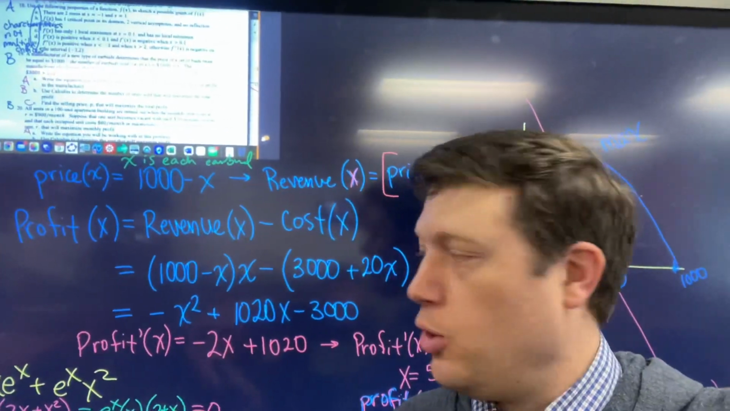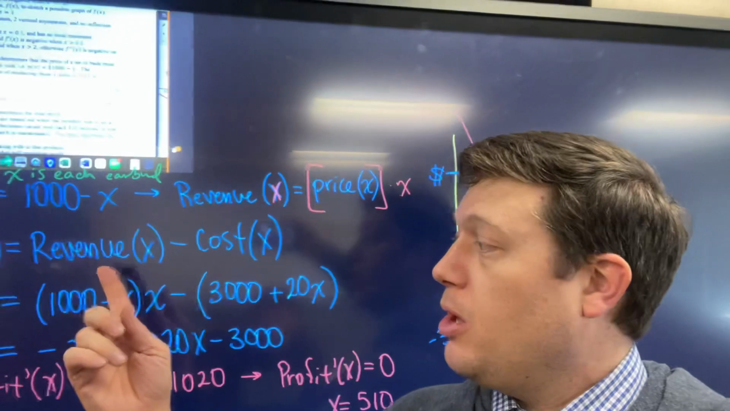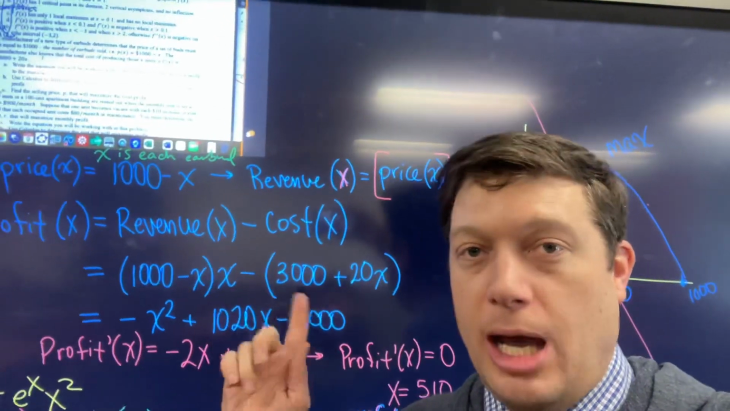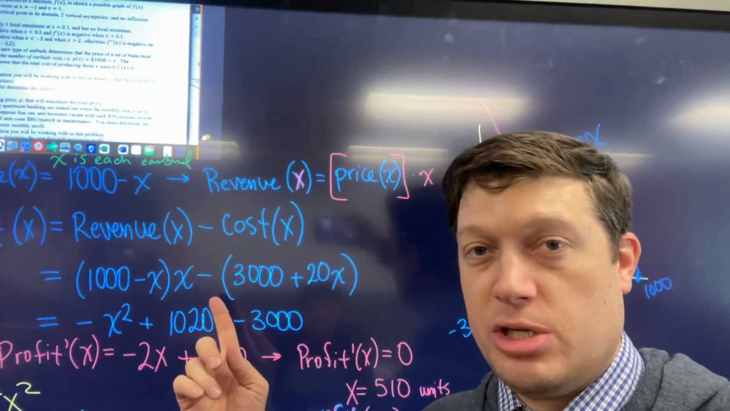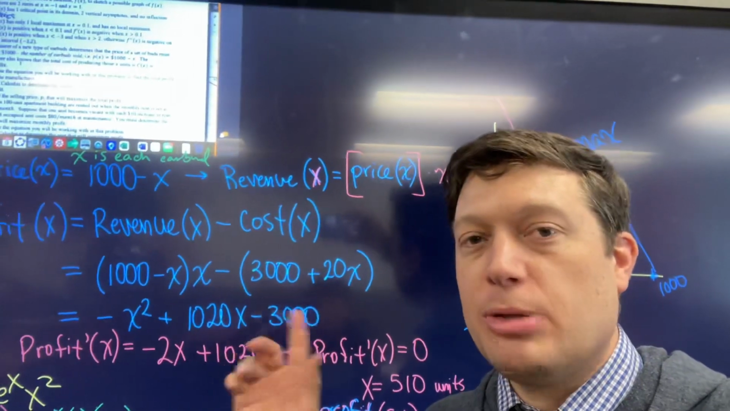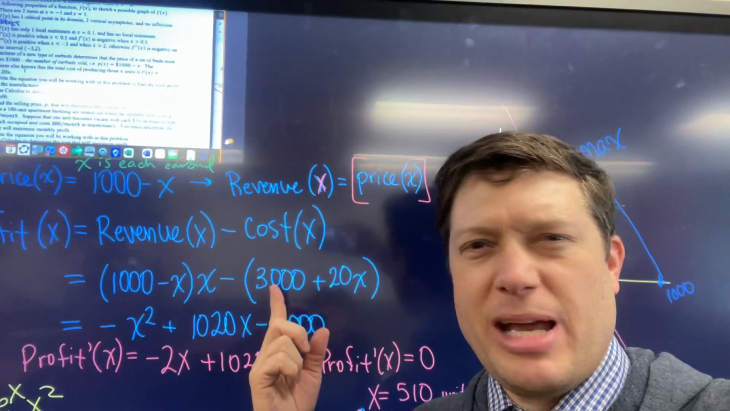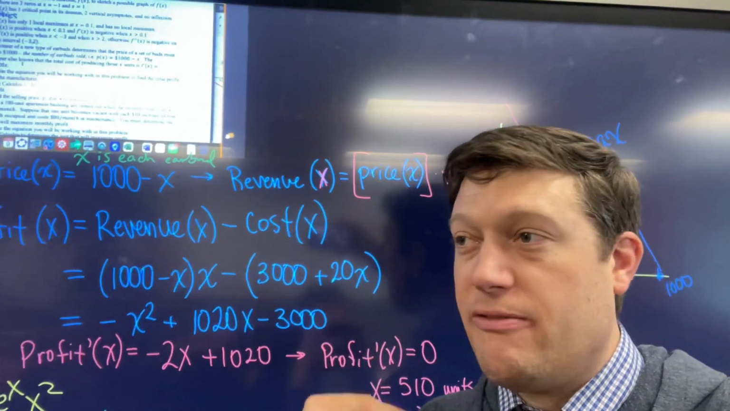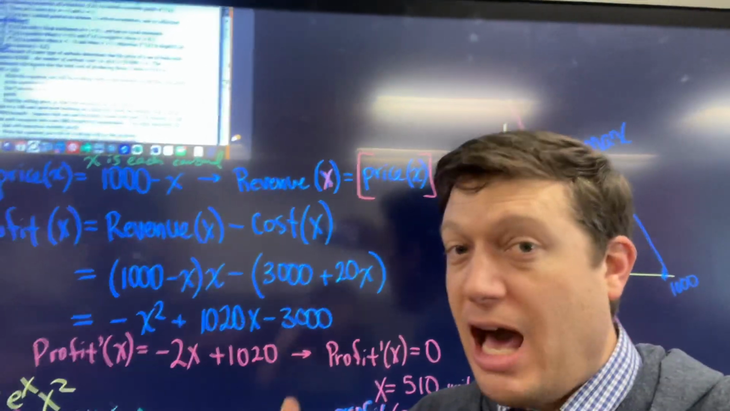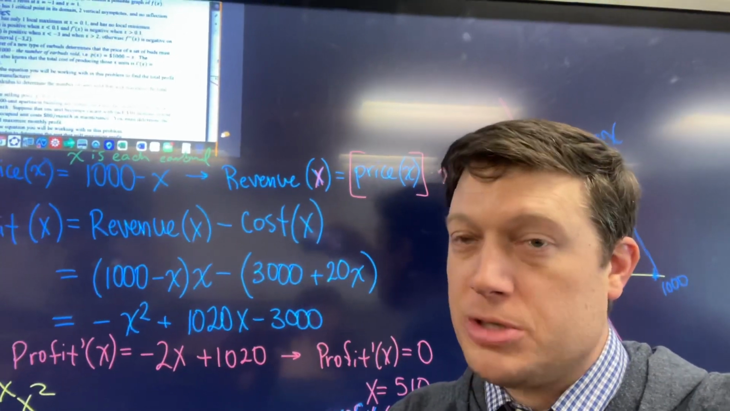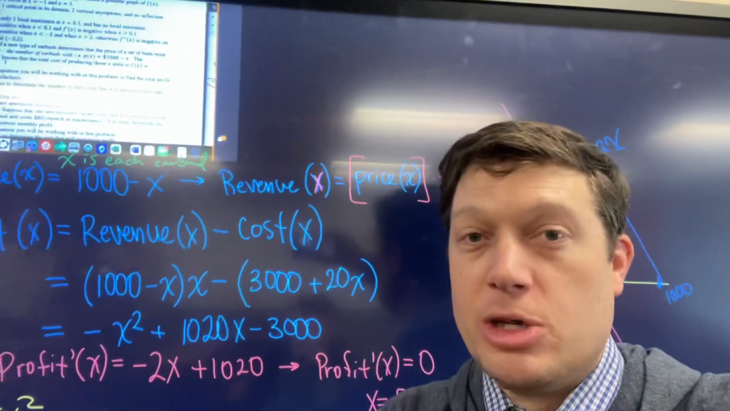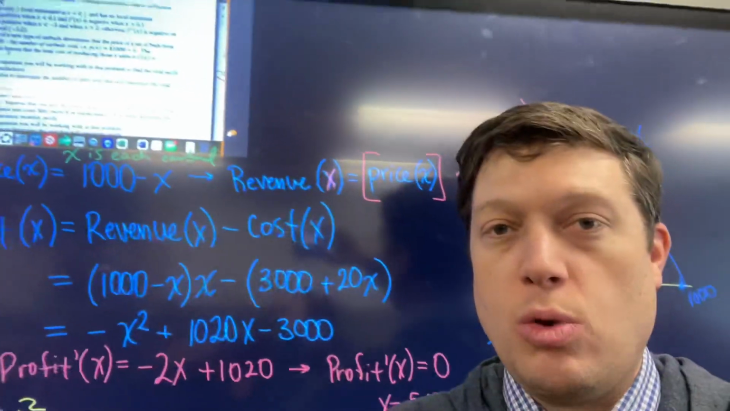So I have right here 1,000 minus X times X, that's my revenue. And then I'm going to subtract from that the cost expression, 3,000 plus 20X. That actually should make kind of sense here. You're going to have to have infrastructure in place, like having $3,000 in material or a commitment to pay your workers a certain amount of money, or even pay yourself, right? That you're going to be doing this work.